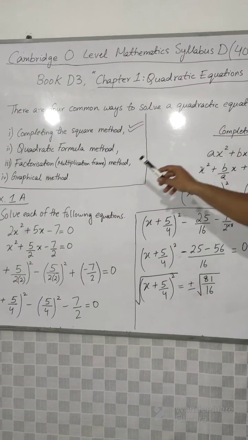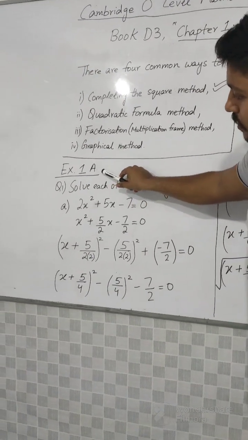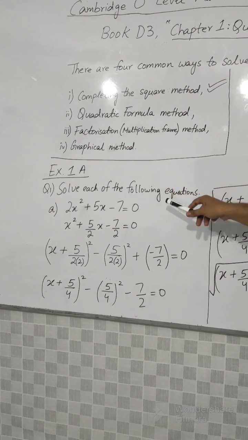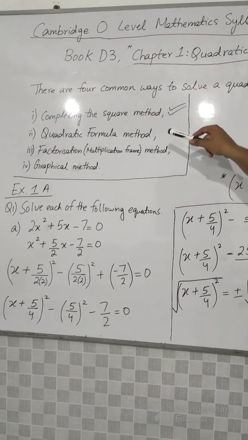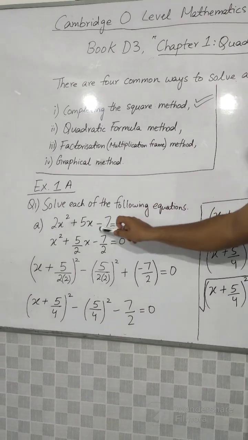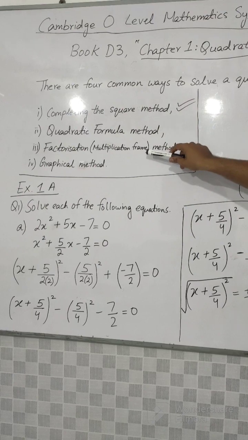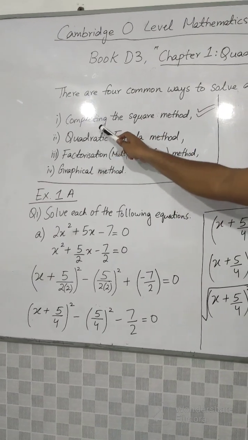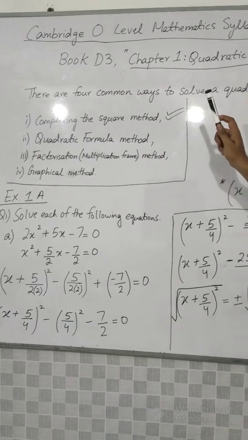We are solving exercise 1A, question 1. Solve each of the following equations. I will be showing you how to solve this equation using all these four methods. First of all, I am showing you the completing the square method.